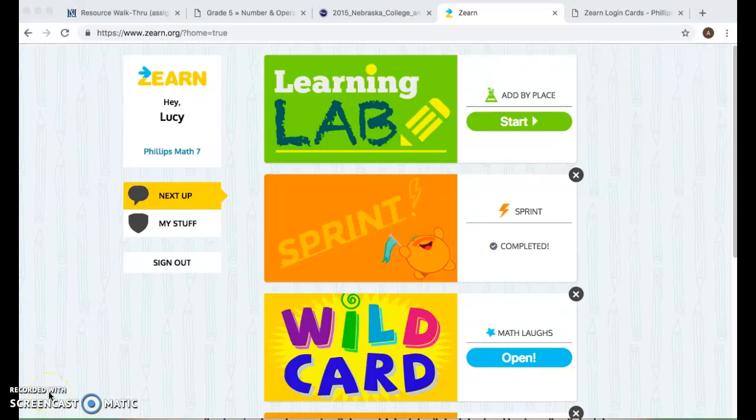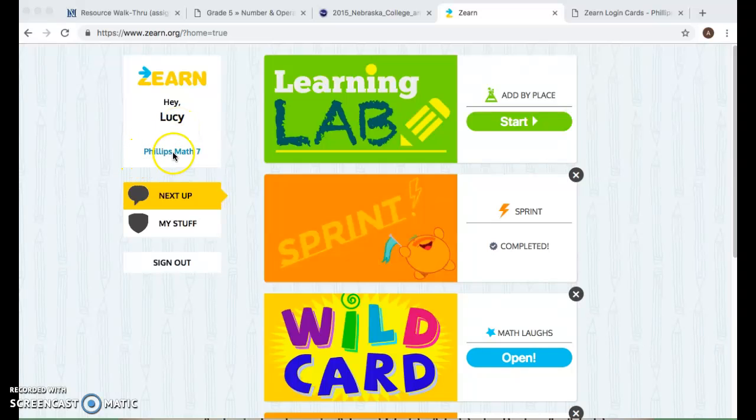I decided to explore Zearn.org. It was really simple to make an account. I could just sign in through Google and it literally took 30 seconds to make a class roster and explore as a teacher. So then I actually decided to log in as one of my students. That's why we see Lucy here, her name.